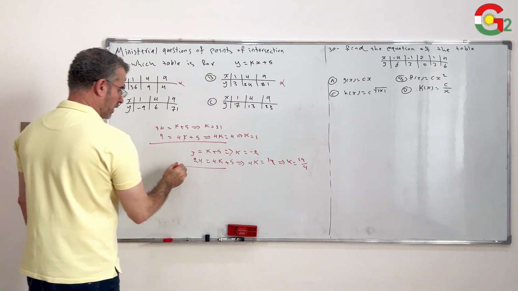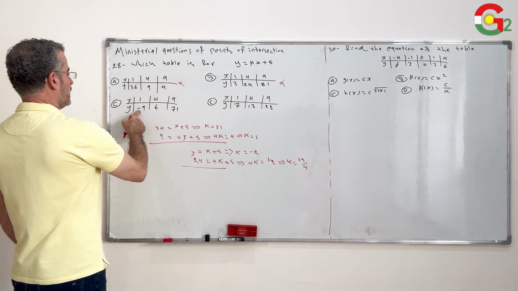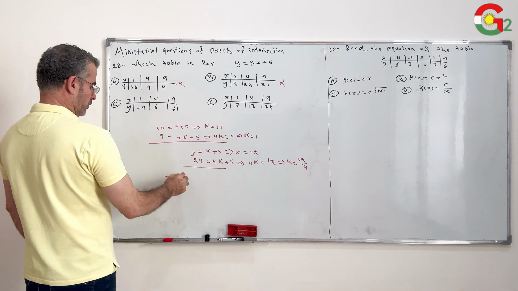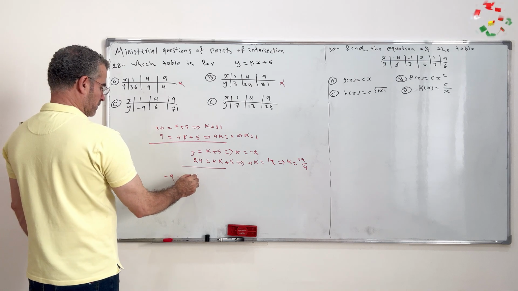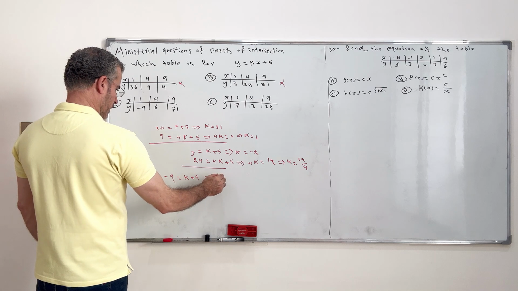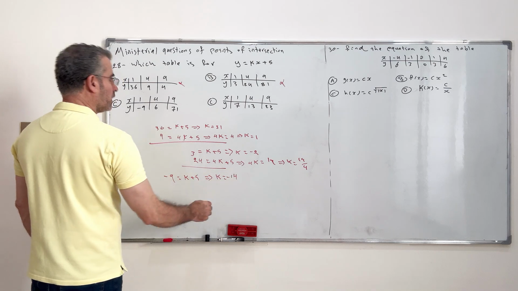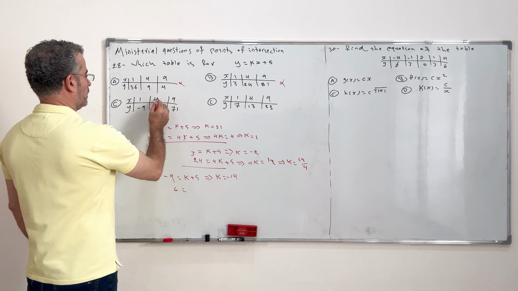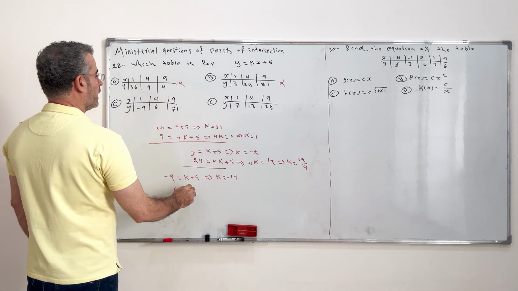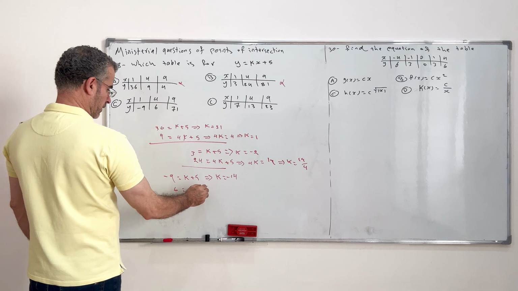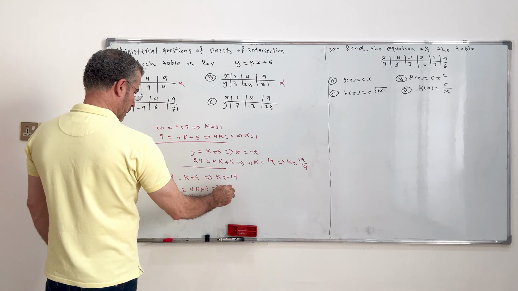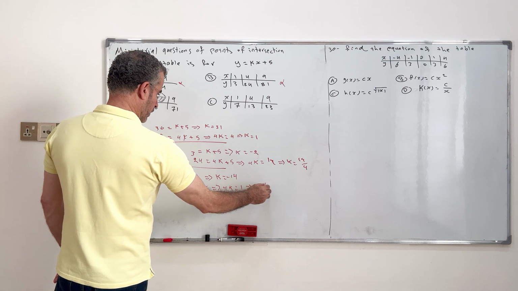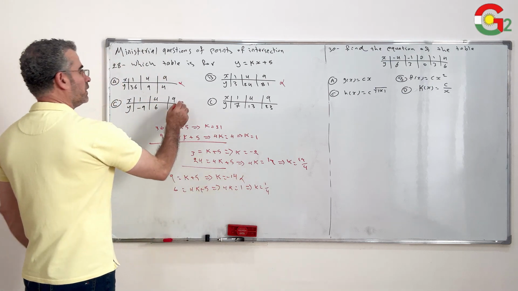Choice table C. When y equals negative 9, x equals 1, k plus 5. This will give me k equal to negative 14. When y equals 6, x equals 4, 4k plus 5. Then 4k equals 1, k equals 1 over 4. Also, it is wrong.